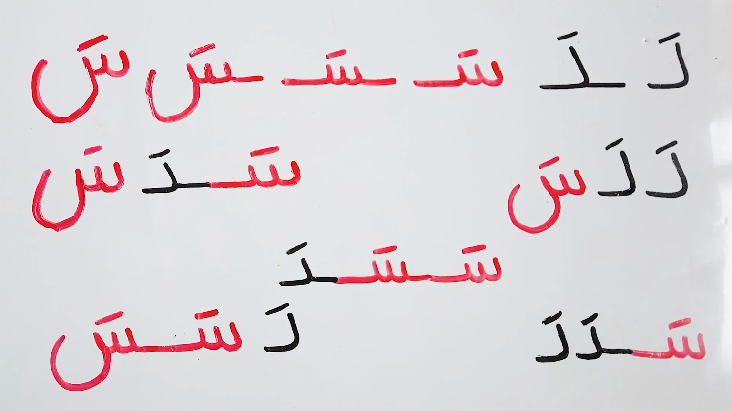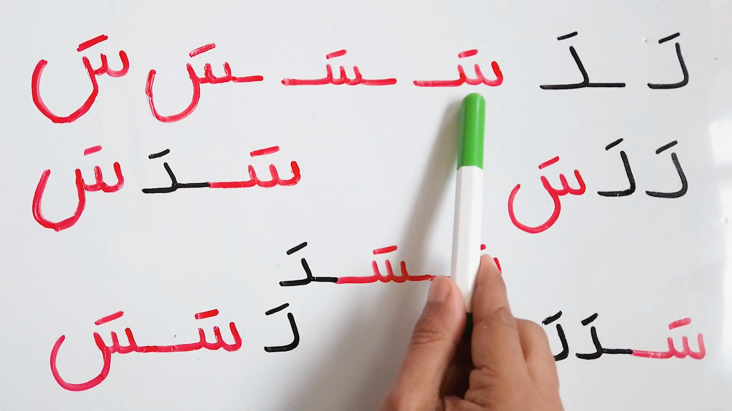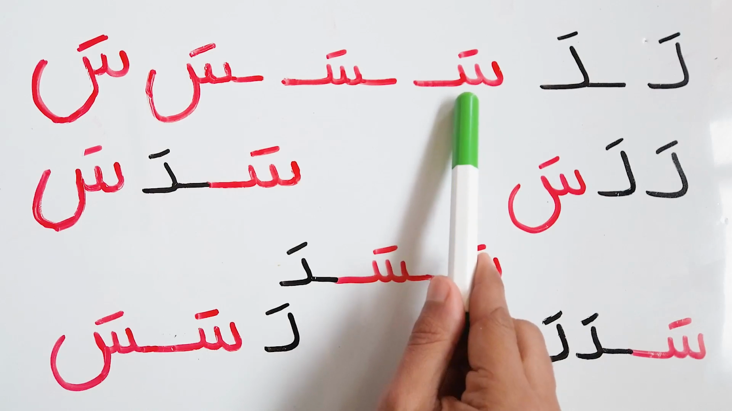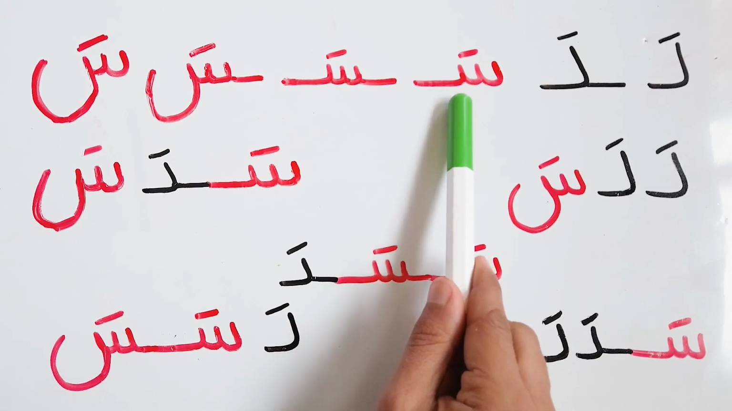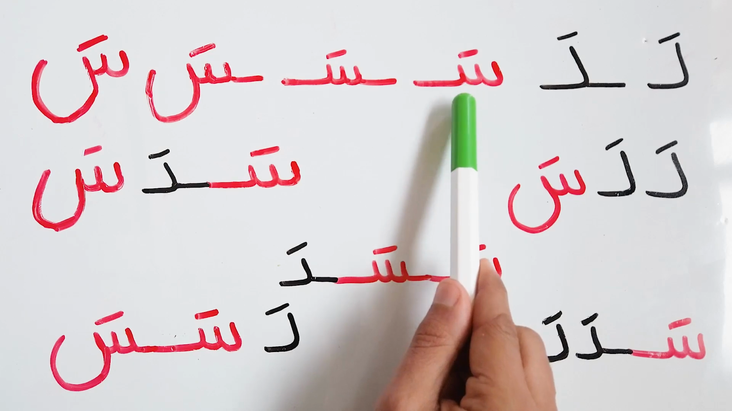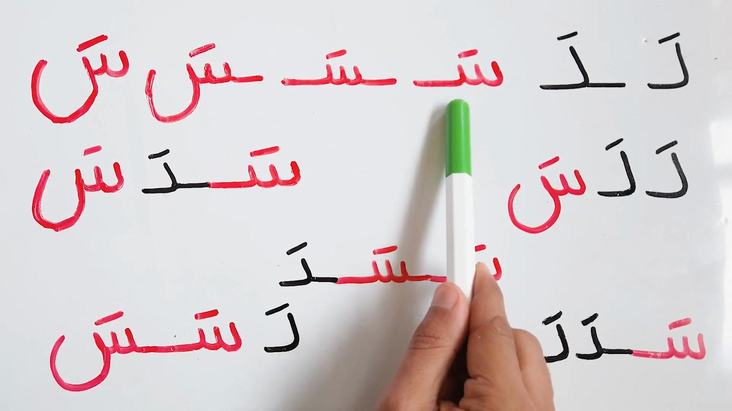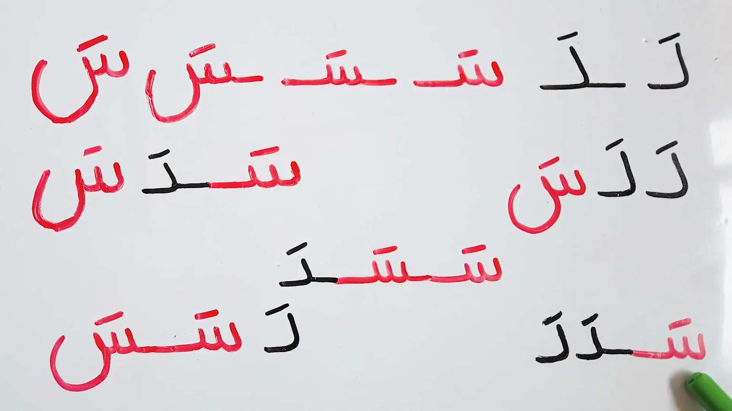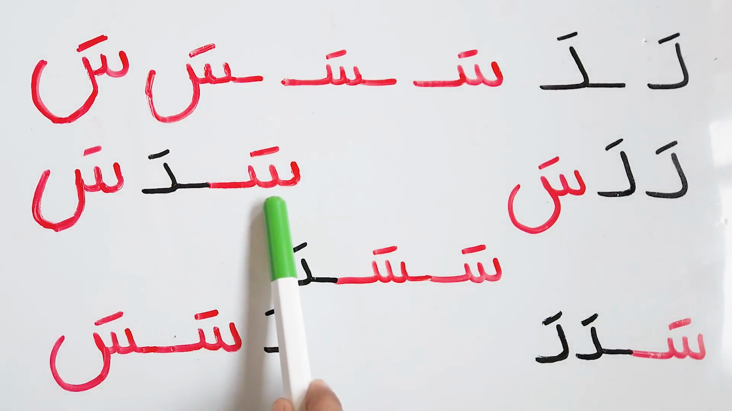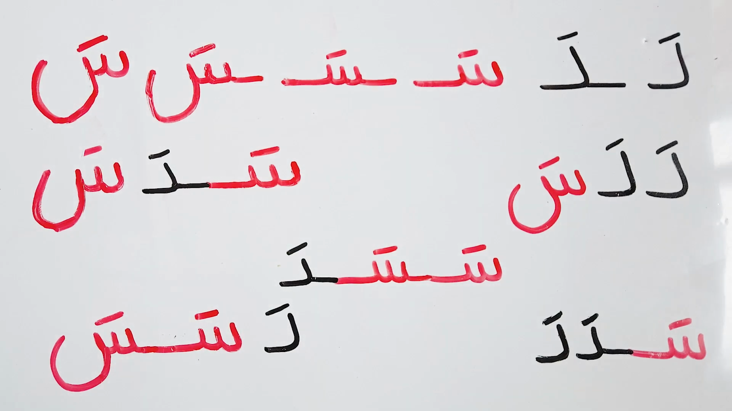Okay, let's talk about sa. Sa in the beginning of the word. It's always like this. Sa is always like this in the beginning of the word. So let's see here. I have this example, this example, this example. Okay. Now let's talk about sa in the middle of the word.